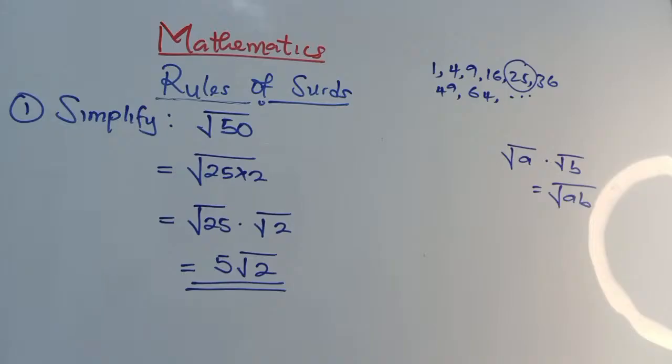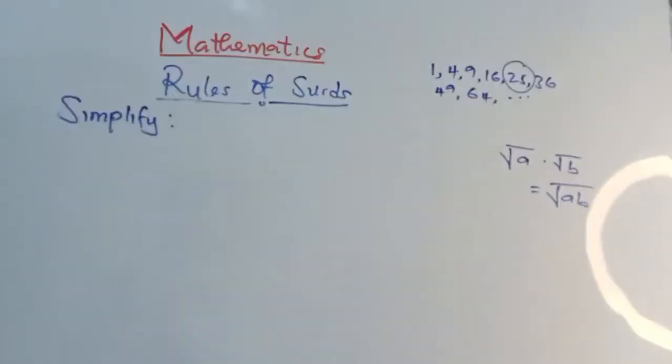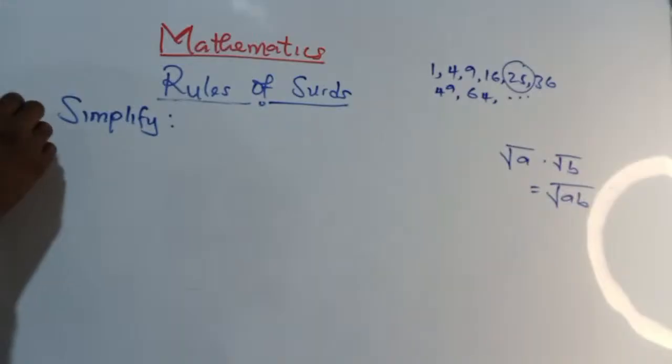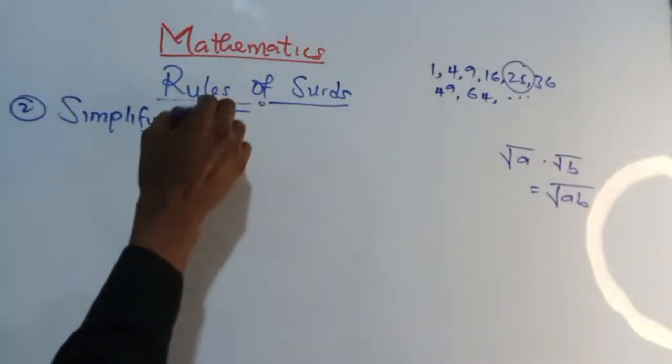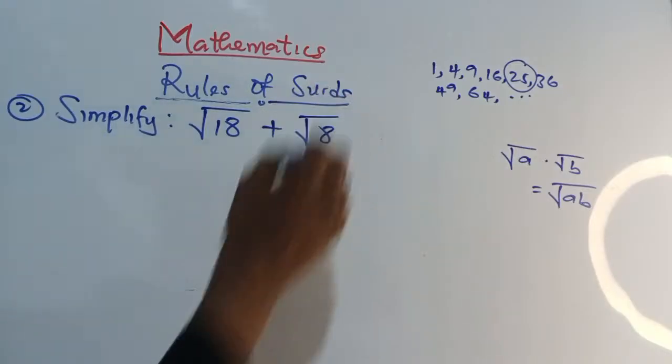All right, let's look at another question. This one says you should simplify root 18 plus root 8. This is number 2, root 18 plus root 8.